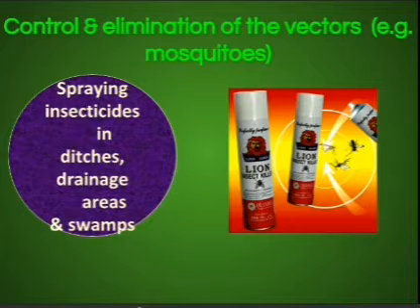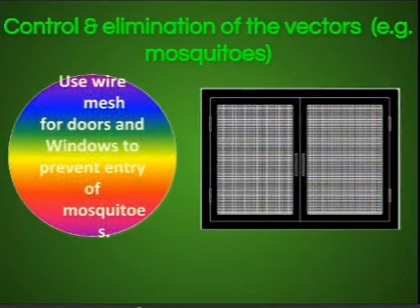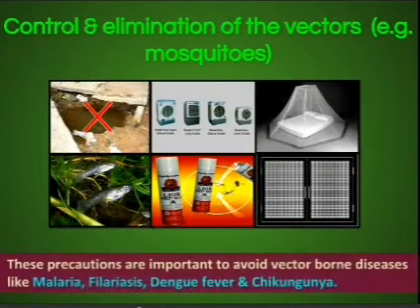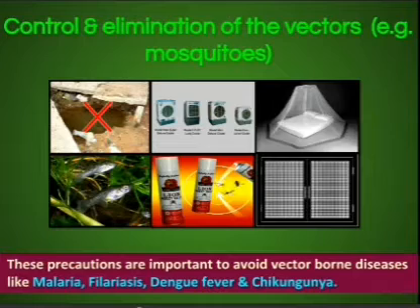Spraying insecticides in ditches, drainage, and areas and swamps also controls the disease-causing vectors to some extent. Use wire mesh for doors and windows to prevent entry of mosquitoes. And these things are most of the time being done nowadays in cities. These precautions are important to avoid vector-borne diseases like malaria, filariasis, dengue fever, and chikungunya.